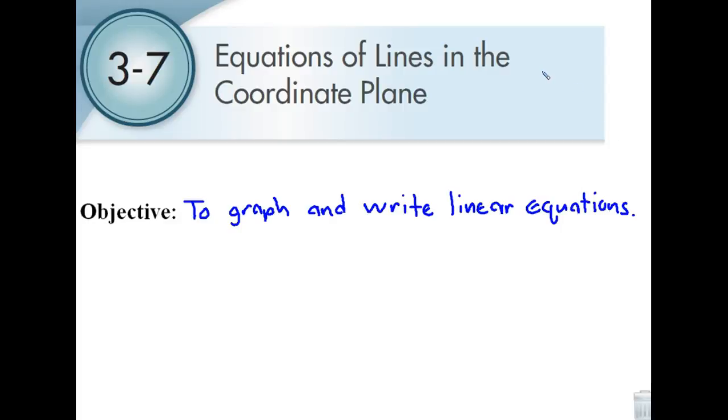Alright, in section 3.7, we're dealing with equations of lines in the coordinate plane. This chapter has been all about lines, usually parallel lines. We'll look at what parallel lines in the coordinate plane look like in the next section. Our objective for 3.7, though, is to graph and write linear equations.